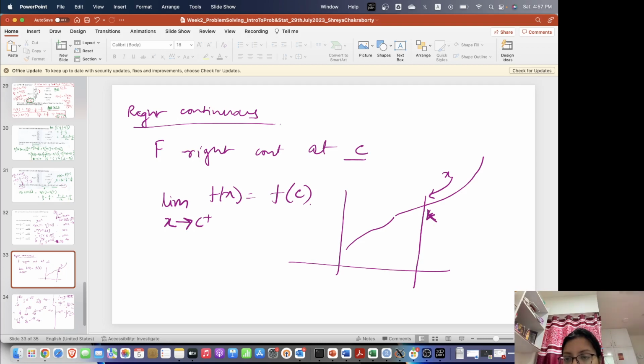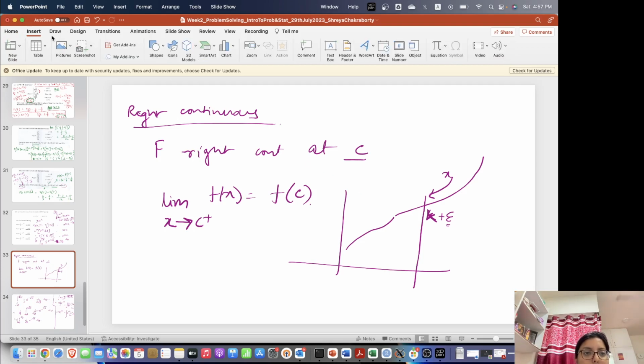So when we are moving in this direction, if there is continuity over here, when we approach from the right side, if we come very close to k, thinking of very small terms, then as we approach more and more towards k, our f(x) will be closer and closer to f(k). That will hold.